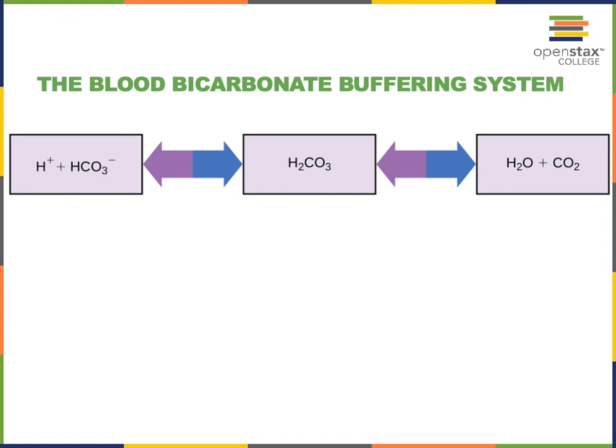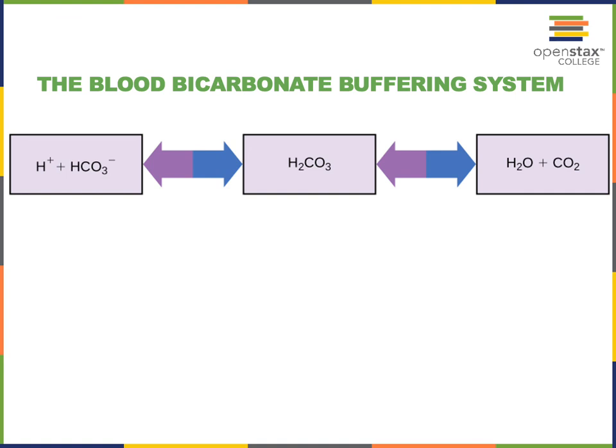Typically, a pH buffer is an acid and its conjugate base, or a base and its conjugate acid. The example we're seeing here is the bicarbonate buffering system of the blood. Bicarbonate is the conjugate base of carbonic acid. And so bicarbonate can accept a hydrogen ion from solution, raising the pH of that solution. Then we have a mechanism to remove carbonic acid from the body. Carbonic acid can be converted to water and carbon dioxide. And then the respiratory system is able to help us remove carbon dioxide from the body as a way to help stabilize the blood pH.